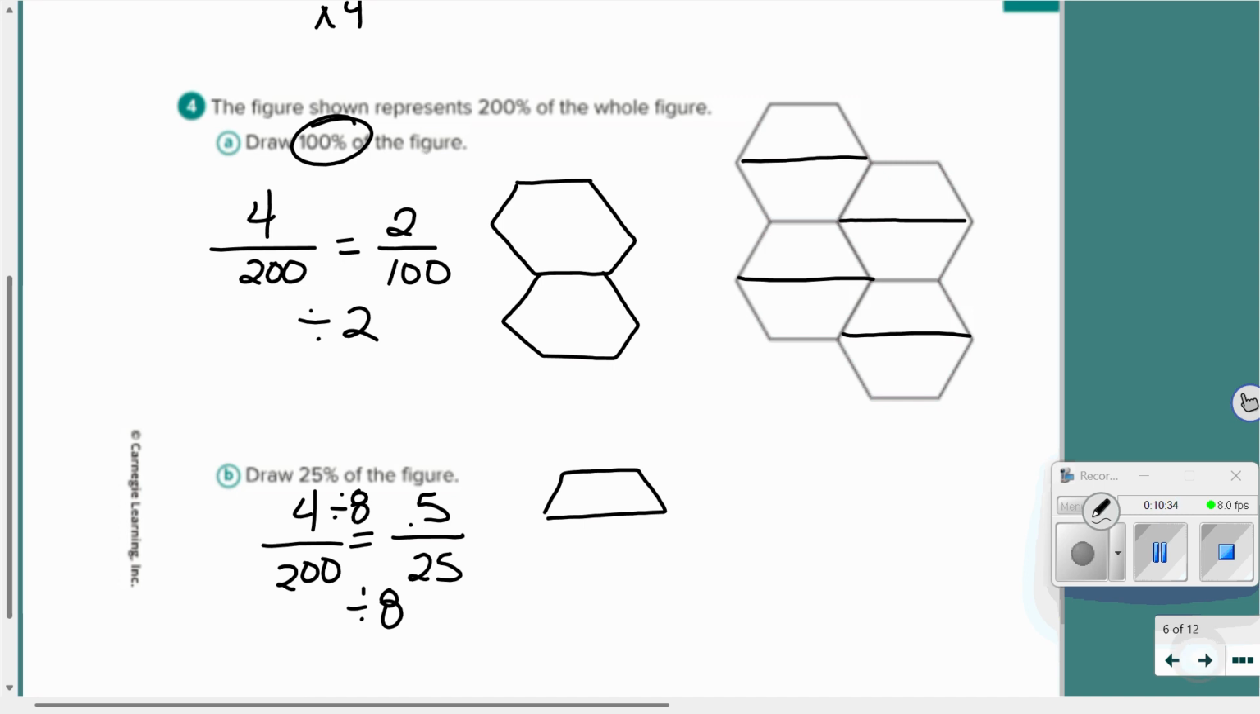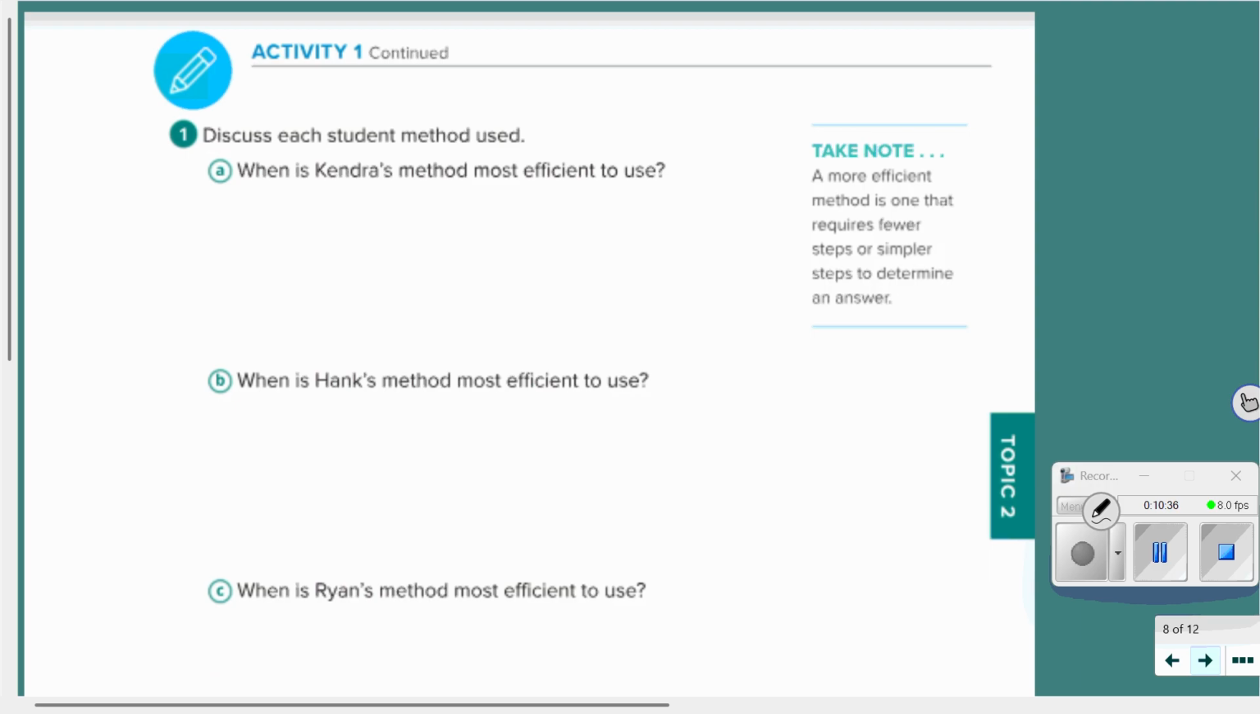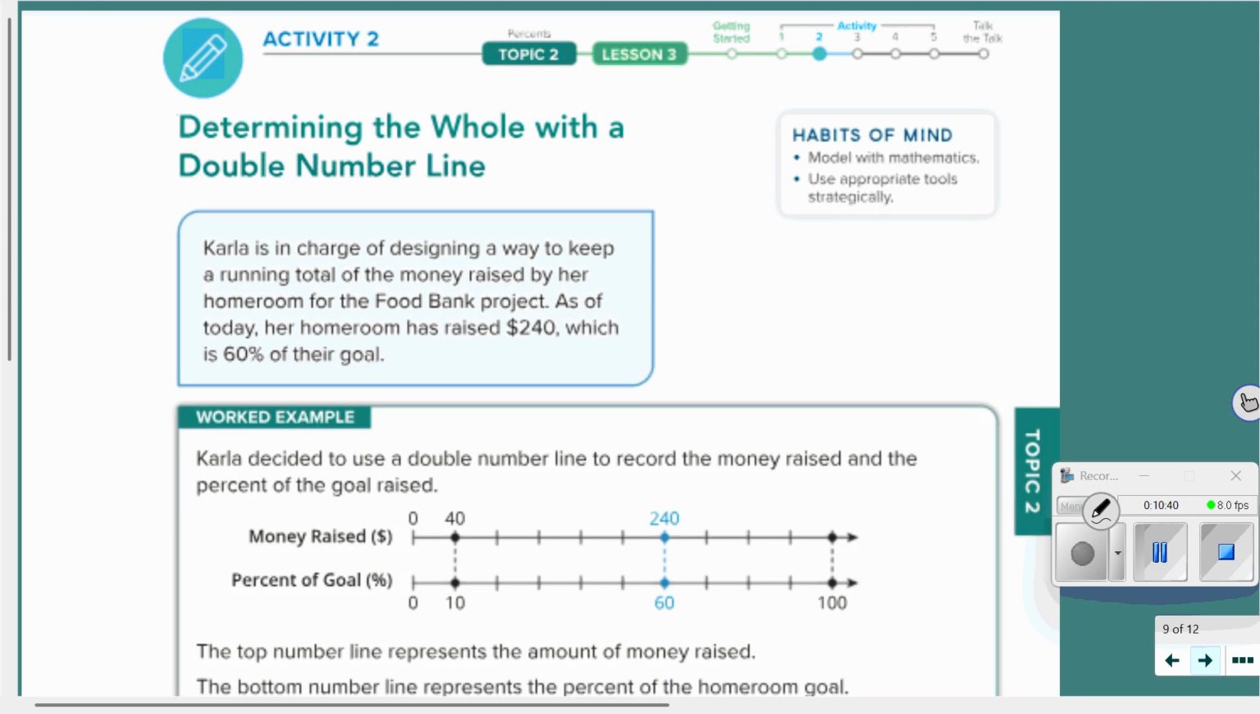All right, we are skipping 2 pages and going to page 287. 287. Math is not my thing today, apparently.